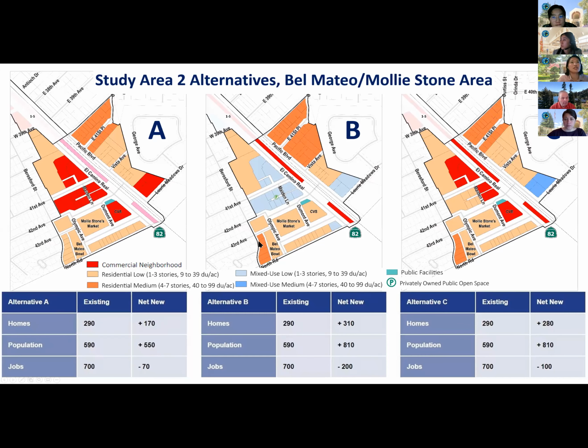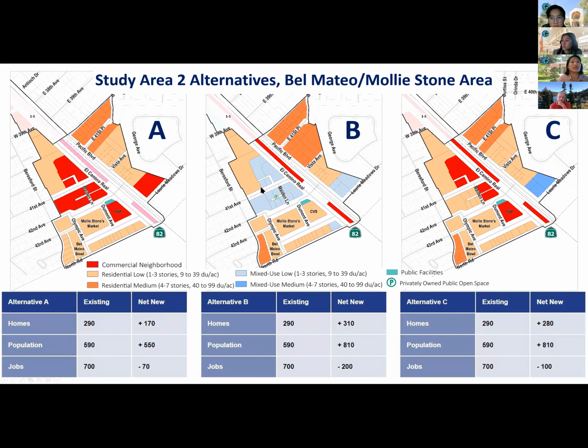One exception is that B and C would consider an orange medium residential use along North Road on the corner here. Another key difference in C, you'll see this blue color. This represents mixed use medium. And so there's an opportunity to consider a mixed use village concept in this study area.